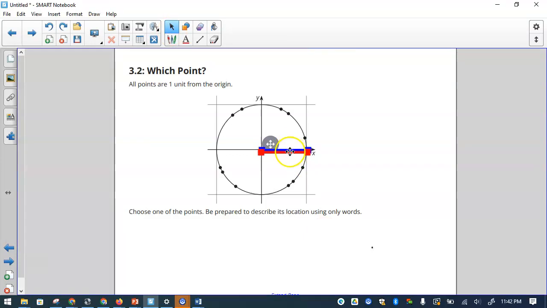Okay, so that means now I'll take this back. So it is this. These are like two rays. Let me start here. This one. So this is, I can rotate this either in the counterclockwise direction, or I can rotate it in the clockwise direction. So this time, let's see. They're asking us to choose one of the points. Be prepared to describe its location using only words.